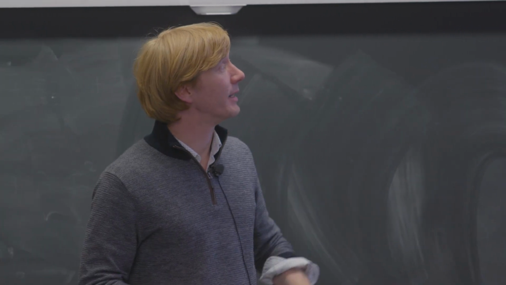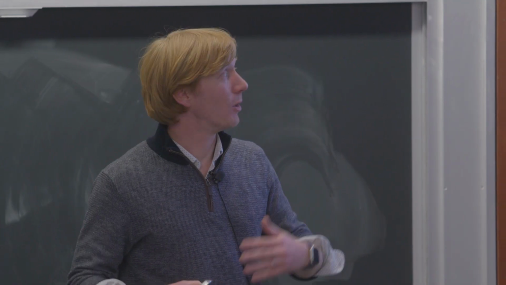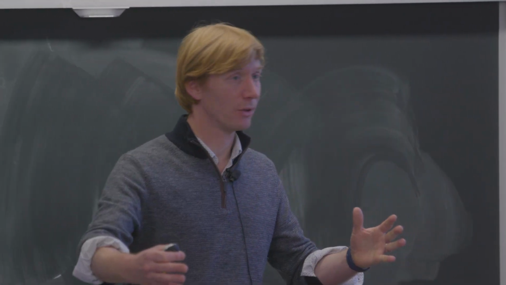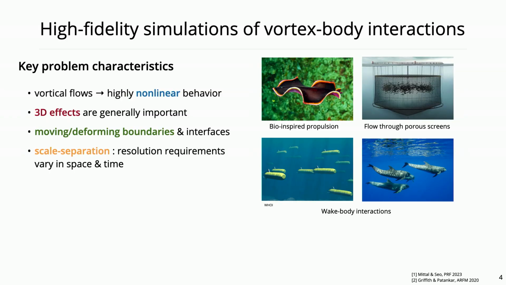Often characterized by moving and deforming boundaries or interfaces, and also scale separation. So if you have flow past the body, you have a boundary layer where you need very fine resolutions, and then a wake where you can be coarser, and then sort of far field where you can be even coarser. And so if you're in 3D, you want to take all the advantages you can get in terms of computational efficiency. And so we want to account for that as well.